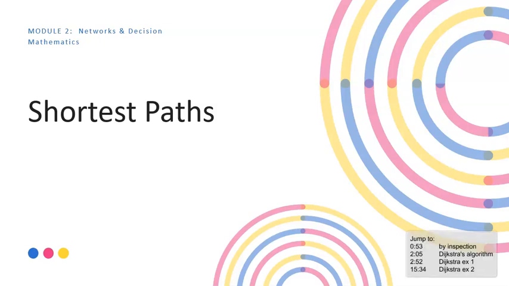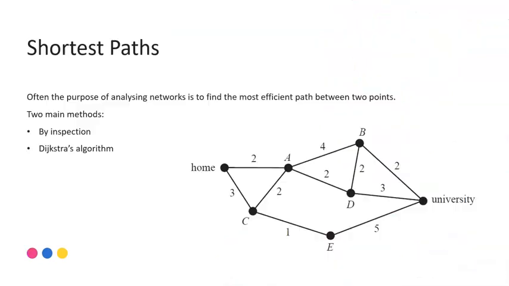This video will run through the concept of shortest paths in the context of network and decision mathematics in Module 2 of VCE Further Maths. It will also include some examples of the Dijkstra's algorithm. Firstly, what do we mean by shortest paths?